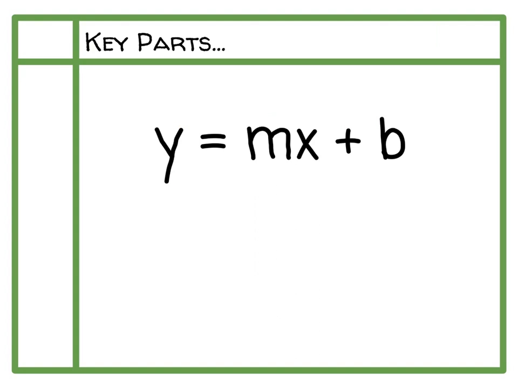Those key parts, the m and the b: m stands for slope. It's the rise over run, just like you were calculating slope earlier, counting slope. That is the slope value, the number right in front of the x, that coefficient. The b value is the y-intercept. That's where the graph is going to cross the y-axis.